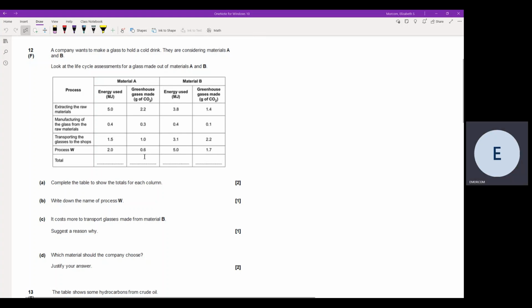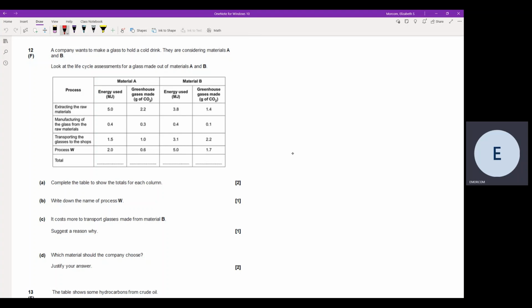All right, so this is the foundation tier section of questions. Question 12. A company wants to make a glass to hold a cold drink. They are considering materials A and B. Look at the life cycle assessments for a glass made out of materials A and B.